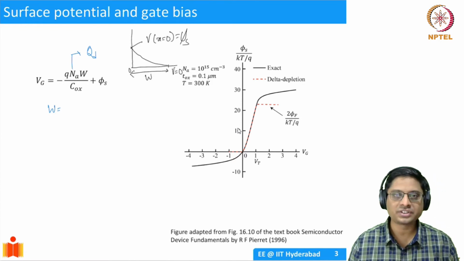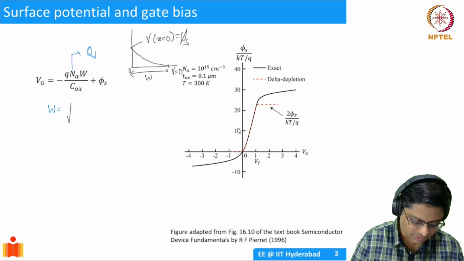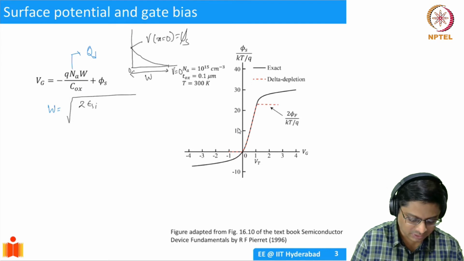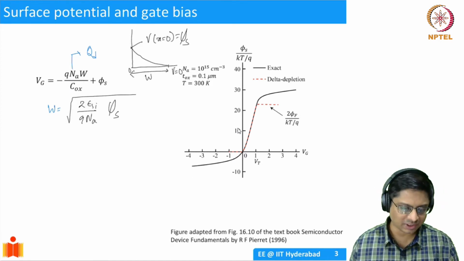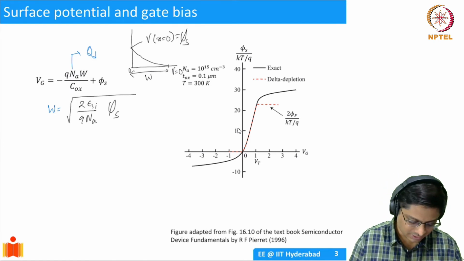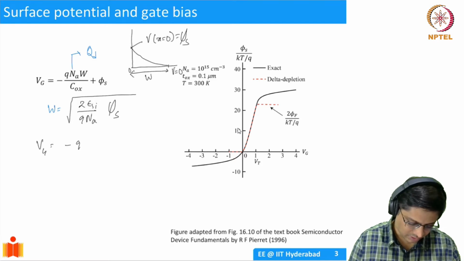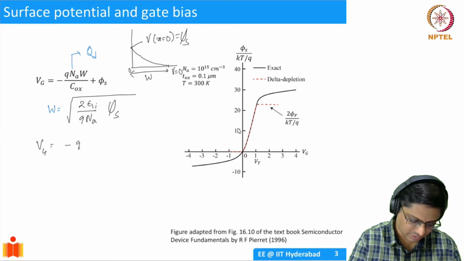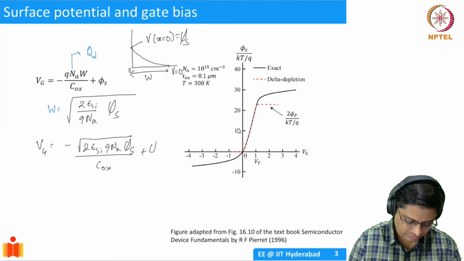The depletion width will be whatever we give. So how do we calculate the width of the depletion region given a surface potential? Always go back, we did this in the diode case. The same expression holds. So this will be the square root of 2 epsilon divided by QNA times phi S. Once we know the surface potential, we can always calculate the width, and so we can substitute it back and finally get a relation for the gate voltage: square root of 2 epsilon silicon Q NA phi S divided by Cox, plus phi S.